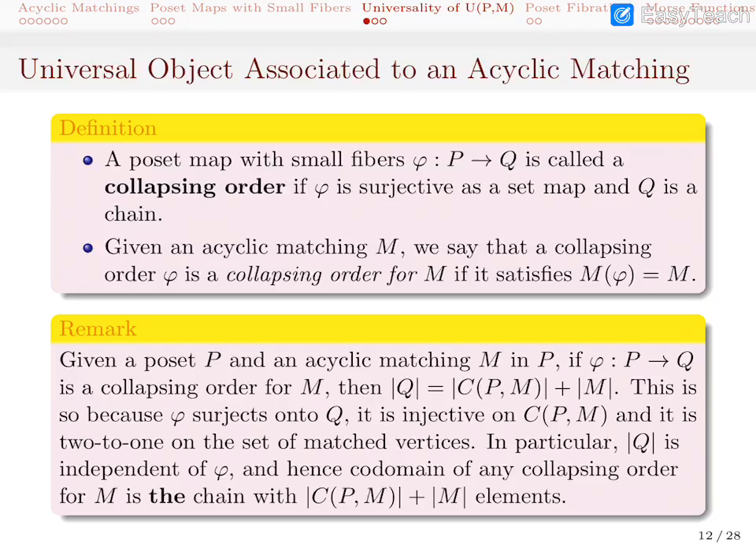In particular, the cardinality of Q is independent of phi, because this is just something dealing with P and M, nothing to do with this map phi. And hence the codomain of any collapsing order for M is the chain, because as I said earlier, there is a unique chain with a given number of elements. So it is the chain with |C(P,M)| plus |M| elements.